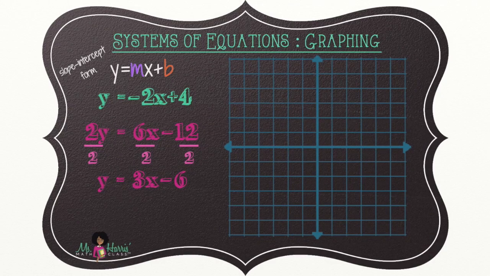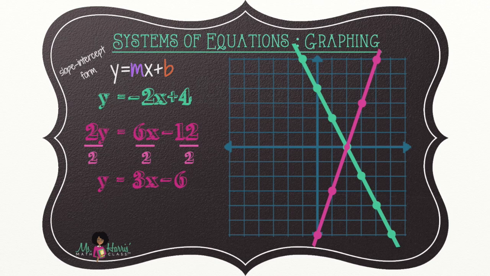Now we can graph. Y equals negative 2x plus 4. 4 is the y-intercept, so our first point is plotted at (0, 4). Our slope is negative 2, which means we go down 2, right 1 to plot the remaining points. Y equals 3x minus 6. Negative 6 is our y-intercept, so we plot our first point at (0, negative 6). Our slope is 3, which means we go up 3 and right 1 to plot the remaining points. Those two lines intersect, which means we have a solution, our point of intersection, which is (2, 0).